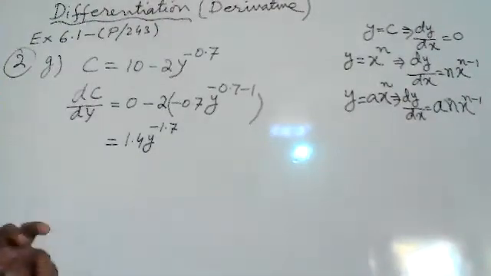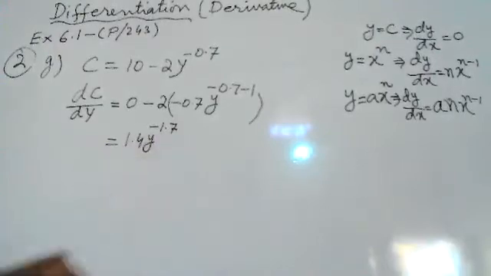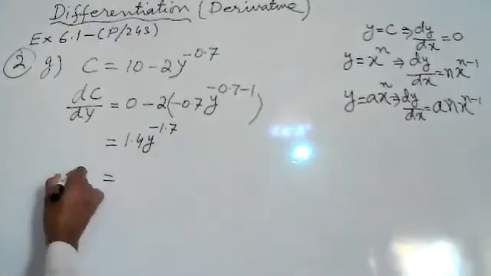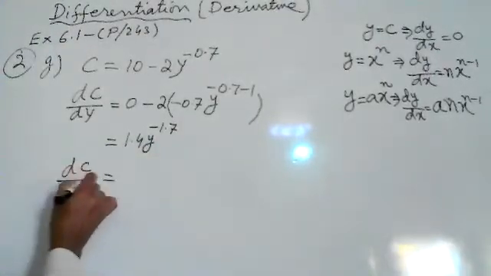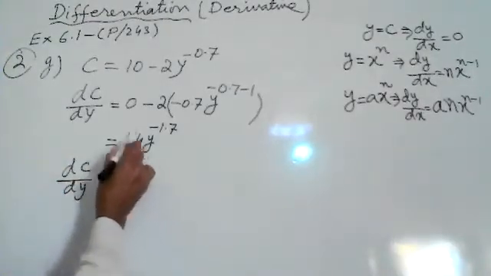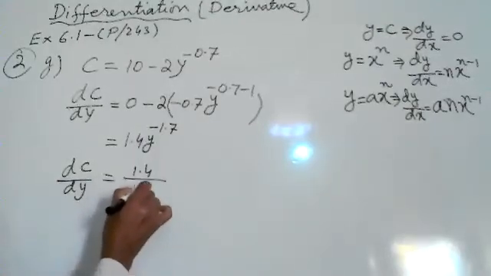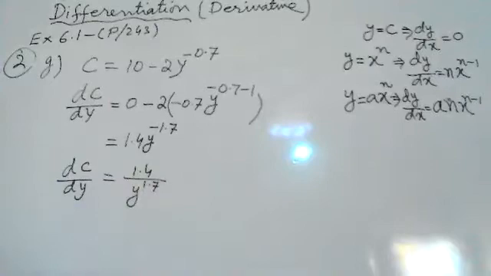Acha, it is given that the answer should be in positive indices. It is negative. The answer is coming in a negative index, so we will take it down. It will become dc upon dy, 1.4 will stay on top, its power is 1, positive, upon y with negative power, it will come down 1.7. 1.4 upon y raised to power 1.7. This is the answer of G part.